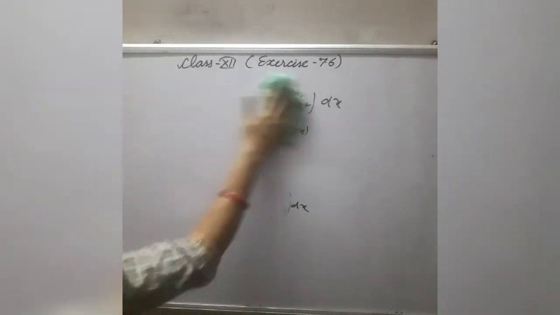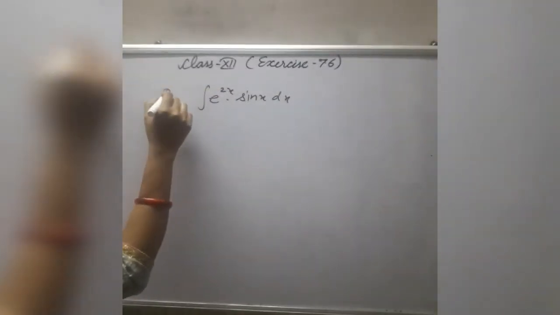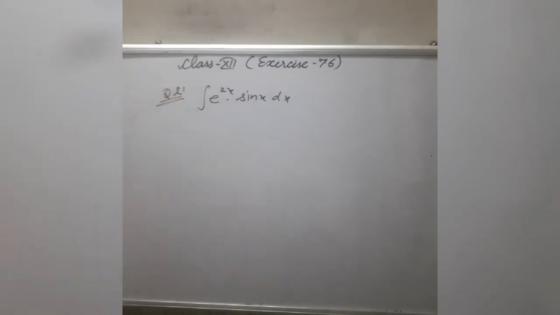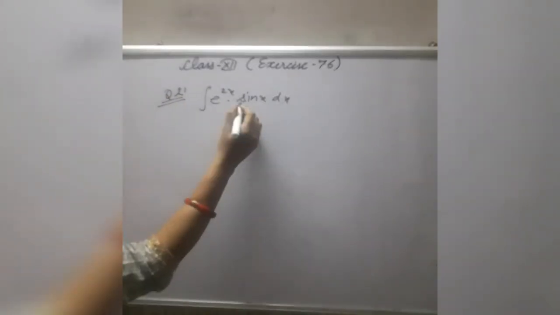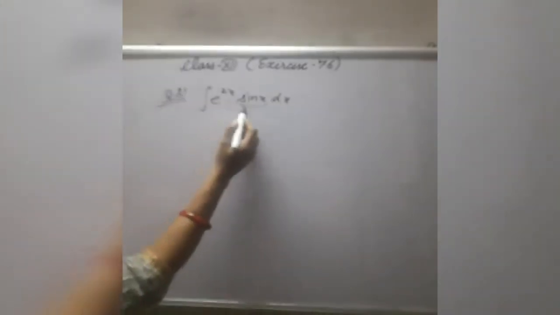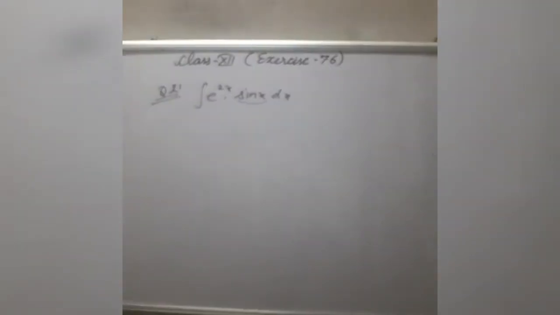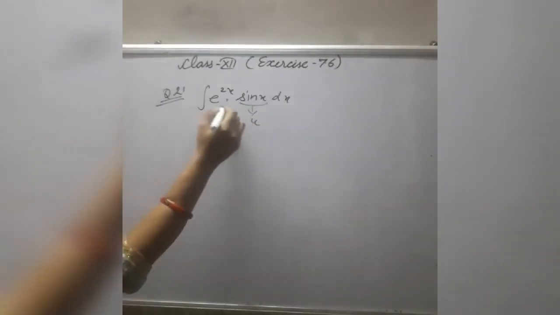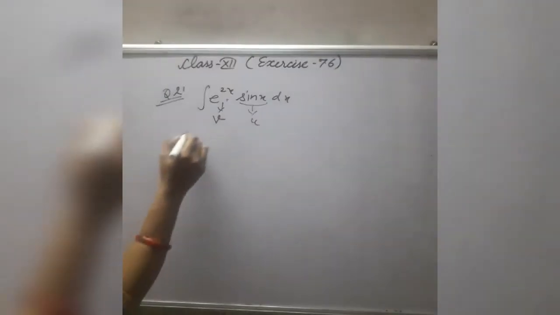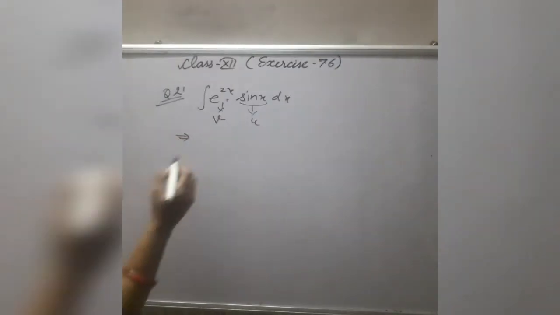Now see question number 21. In question number 21, the statement is find the integration of e raised to power 2x into sin x. Here a single function is not given to you; two functions are in product form. In ILATE, e is always written last. So you will take this sin x as u, this e raised to power 2x as v, and we will use integration by parts here.